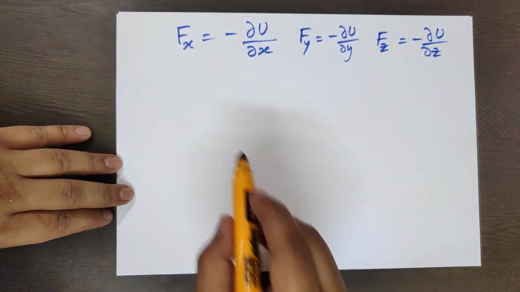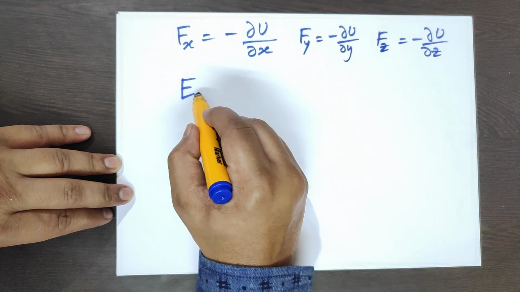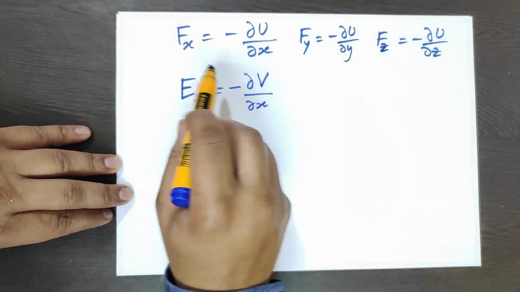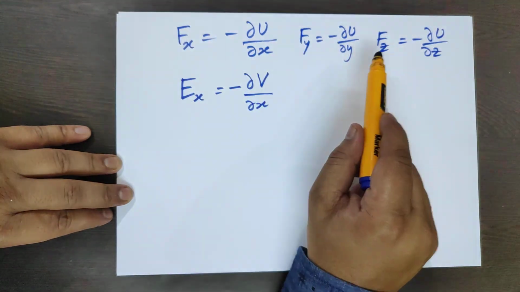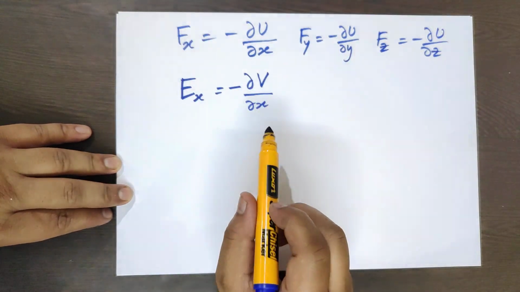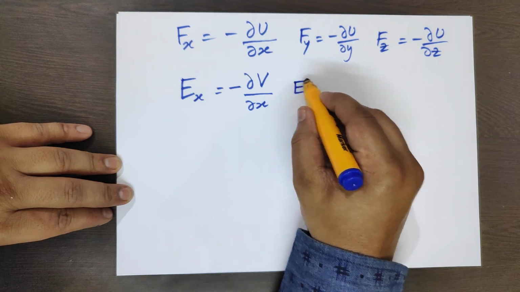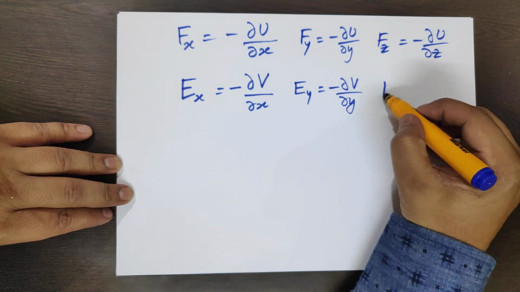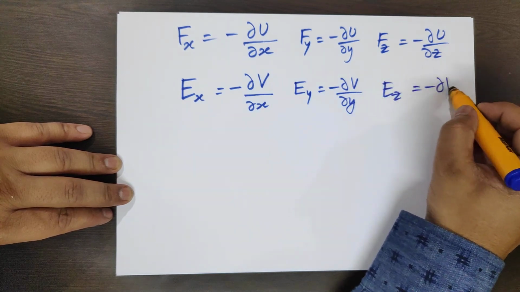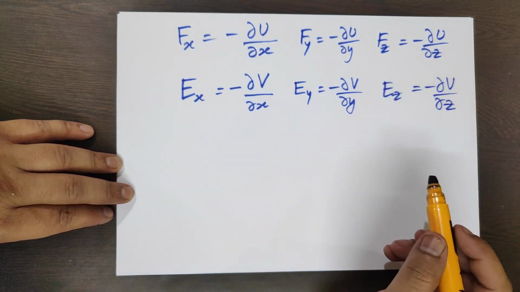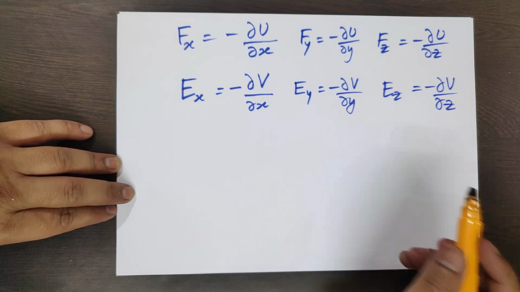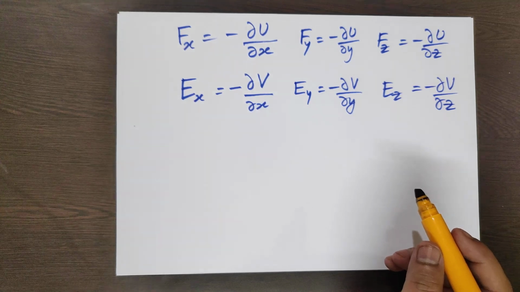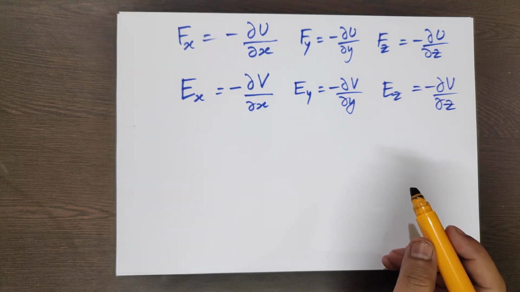For potential, the same thing will apply for the field. The field x component is minus del V by del x. It is nothing but all three things divided by the charge Q. Similarly, Ey equals minus del V by del y, Ez equals minus del V by del z. Okay, I guess you know how to find out partial derivatives.